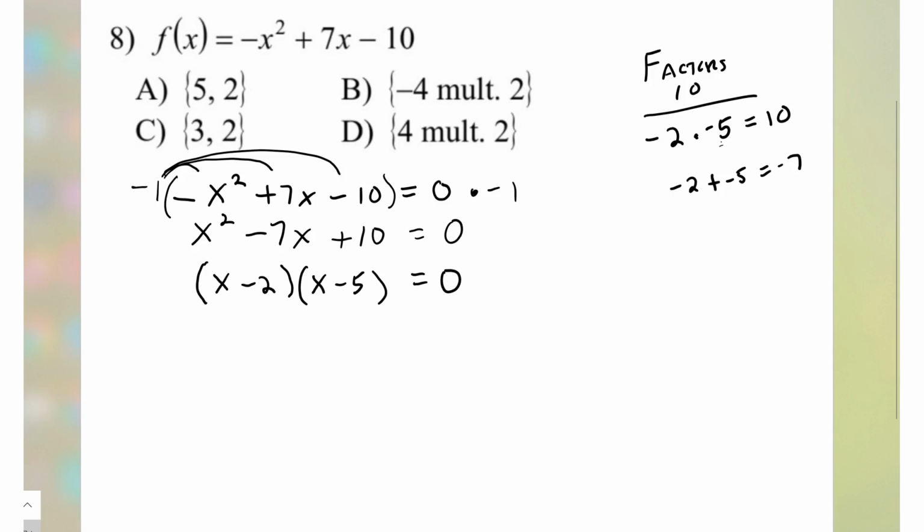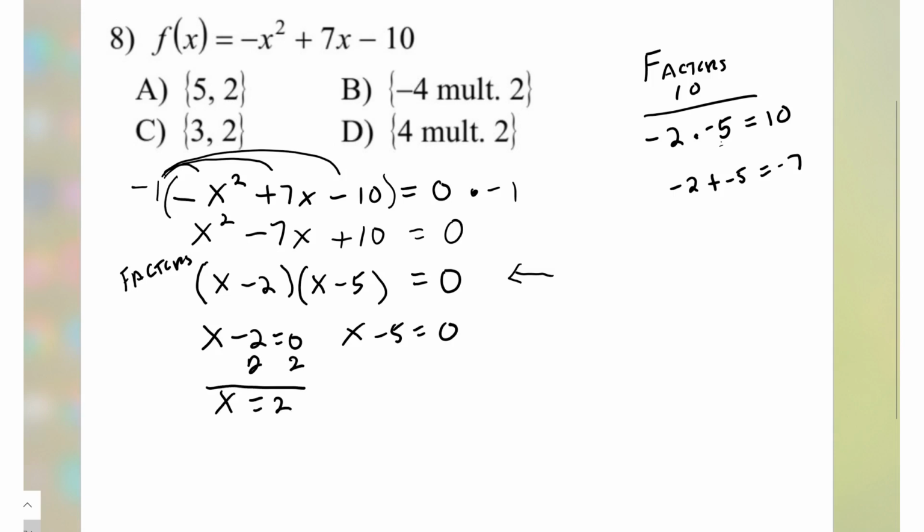At this point, these are called factors. We're going to set each factor equal to 0. So we have x minus 2 is equal to 0, x minus 5 is equal to 0. We add 2 to both sides, so we have x equals 2. We add 5 to both sides, so we know that x equals 5. We know that this is 0 and that's 0.